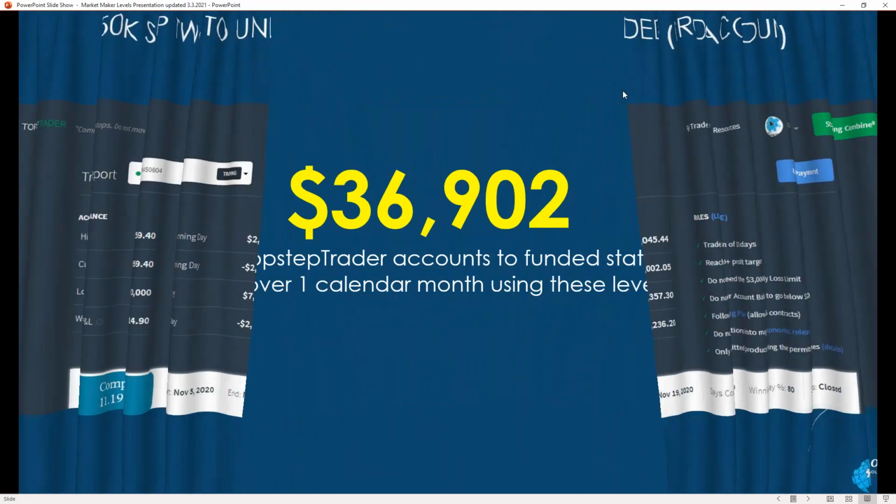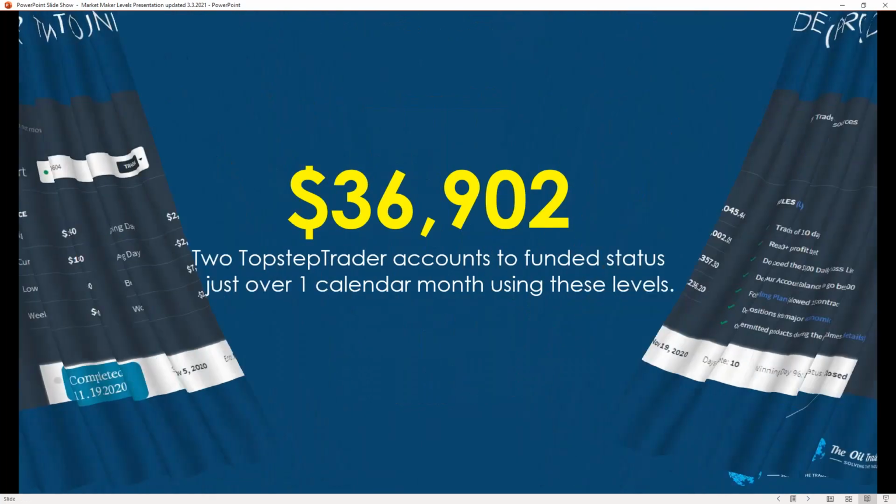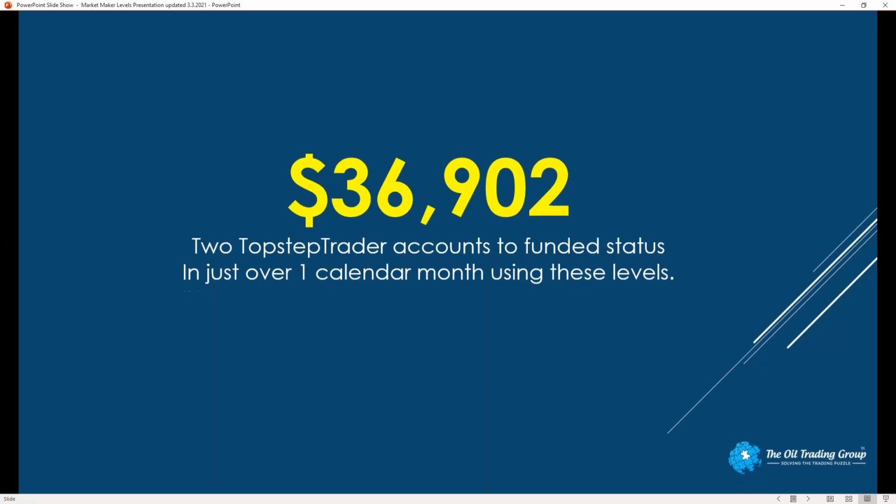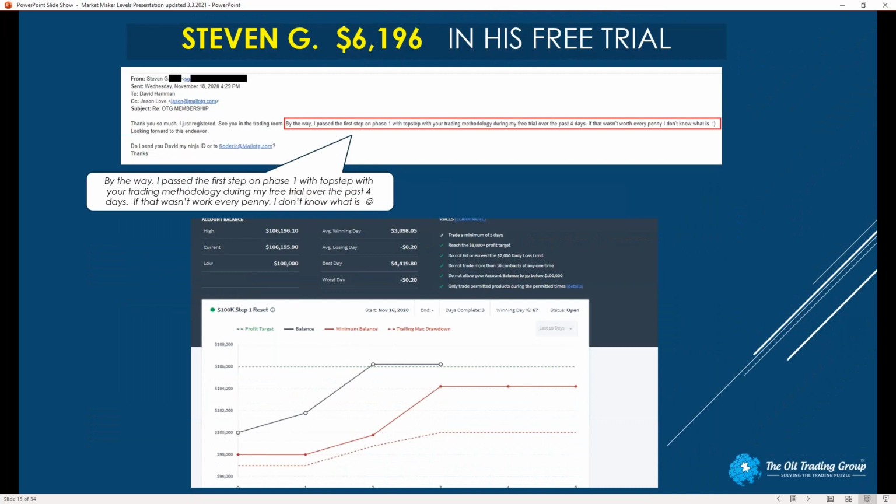All right, so what I just showed you before I showed you the $13,000 or $14,000 that were up in the last 3 days here on the trading combine, I just showed you $36,902 in 2 Top Step Trader accounts that we went from step 1 to funded trading status in just over 1 calendar month. And I just passed through step 1. I got to wait 2 more days, and we'll go into step 2, and we'll do that process in our trade room as well.